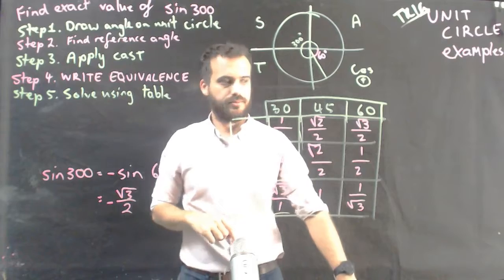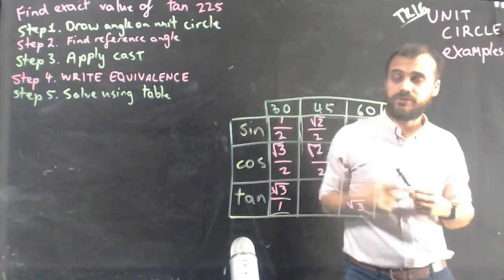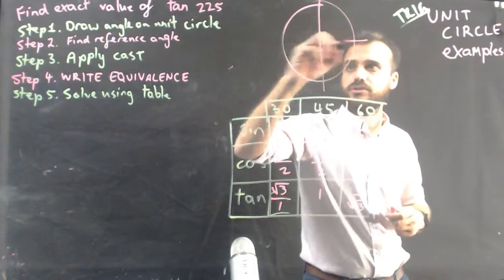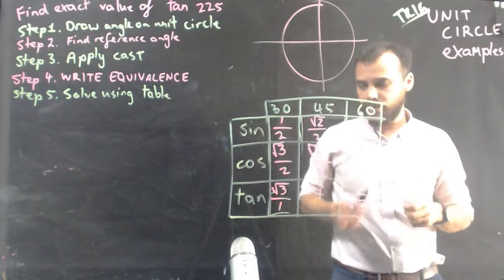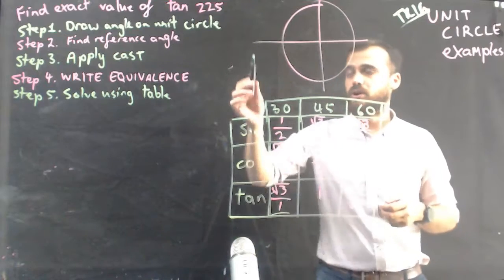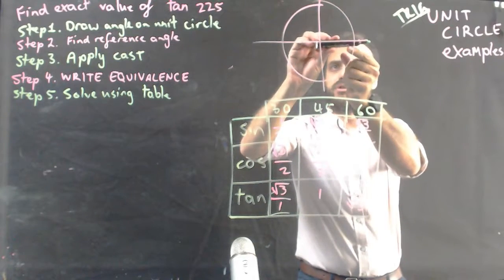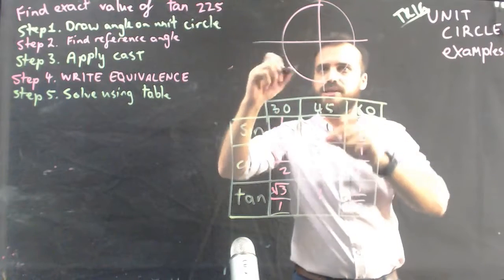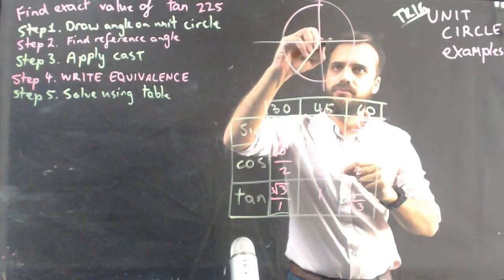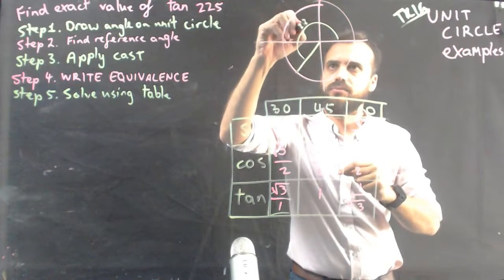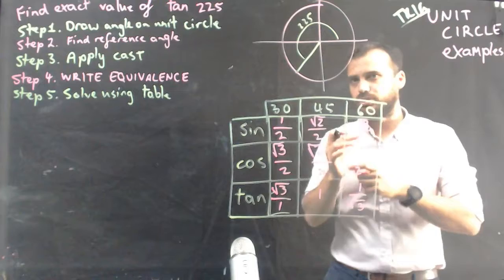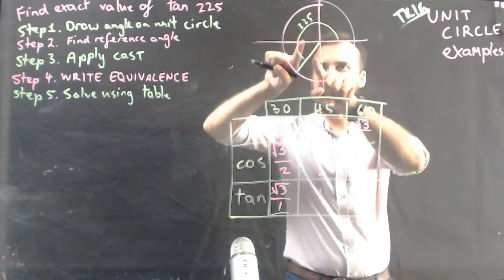Let's do another one. So, find the exact value of tan 225. Step 1, unit circle. Step 2, draw the angle that we want to know about on the unit circle. 0, 90, 180 plus 45 makes 225. Step 2, find the reference angle, the acute angle between the x-axis and here.